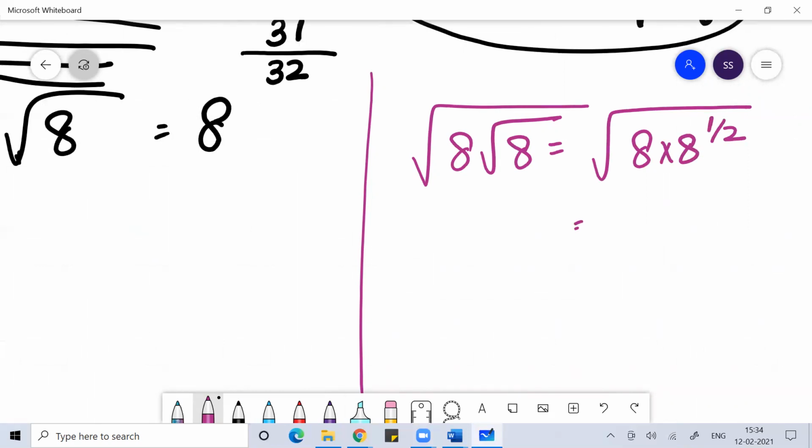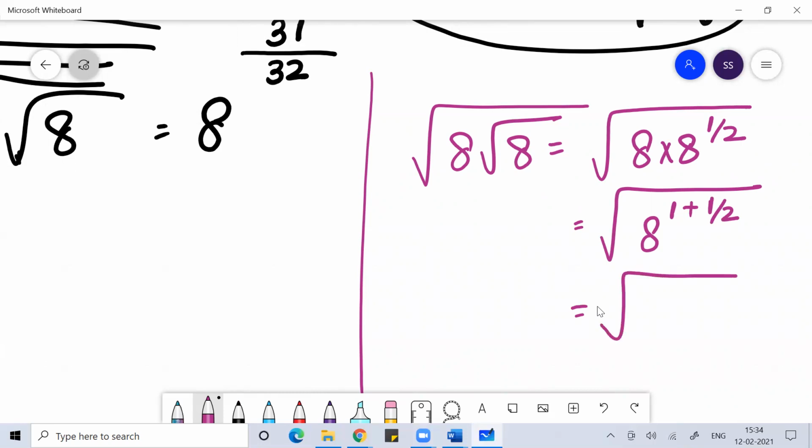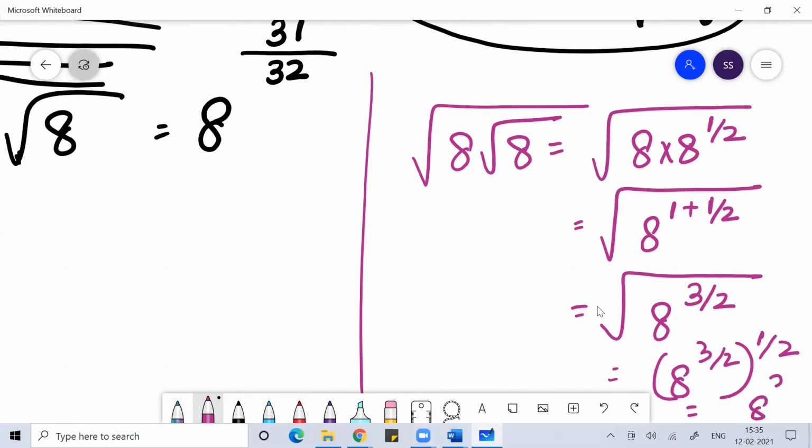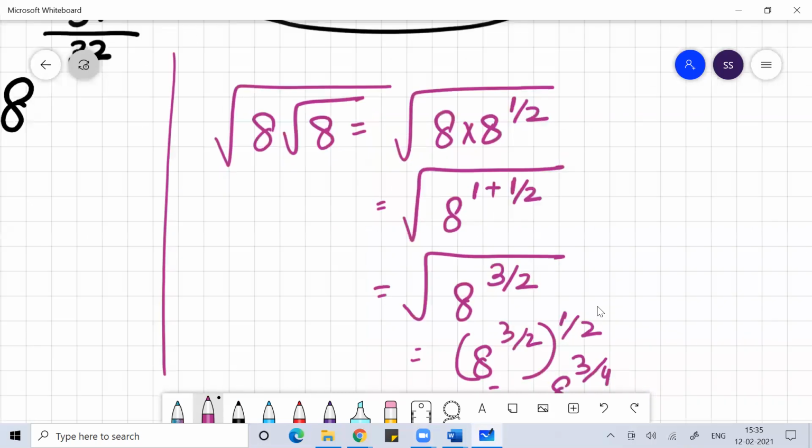I hope everyone understands this. Now this is like 8 to the power 1 plus 1 by 2. 1 plus 1 by 2 is 3 by 2. And then this is 8 to the power 3 by 2 to the power 1 by 2. So it becomes 8 to the power 3 by 4. This is one way to do this.